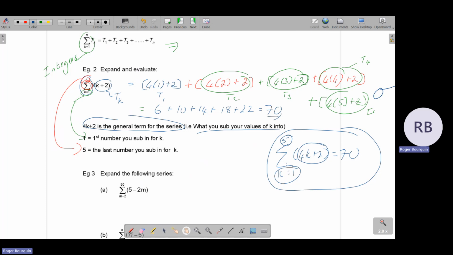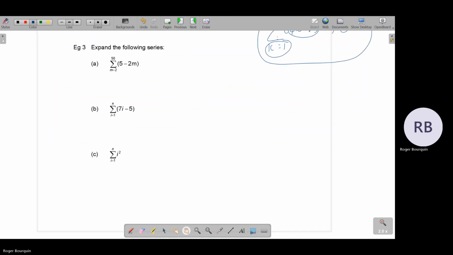Okay, right. So the good news is, in these ones, the question doesn't say evaluate, it just says expand. So we're not going to sit here all day writing down 50 terms. What is the first term going to be? 5 minus 2 times 2. The next term? 5 minus 2 times 3. I would write down 3 terms. The next term? 5 minus 2 times? Then you're going to go plus dot, dot, dot.